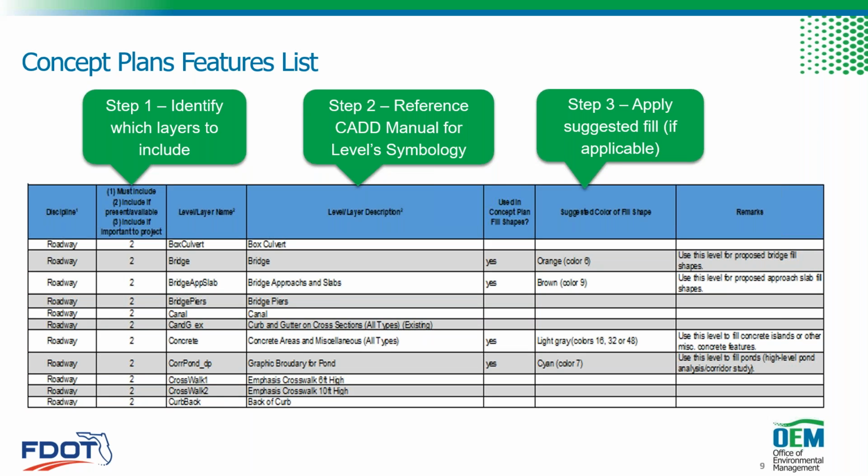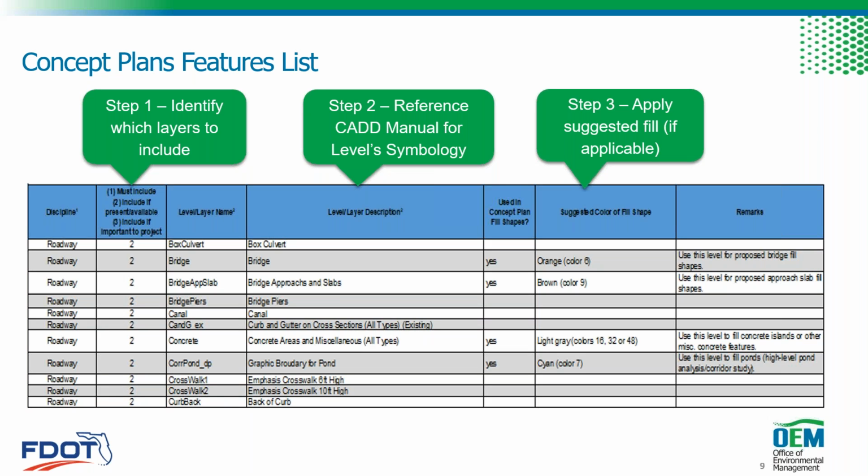The concept plans features list is intended to be used in conjunction with the FDOT CAD manual for consistency with overall guidance and potential future manual updates. After determining that a layer should be included, the practitioner should use the layer or level description from the table to reference the appropriate symbology in the FDOT CAD manual. So we're not trying to rewrite the CAD manual. We're always referring to the CAD manual, and this guidebook and the CAD manual are meant to be used hand in hand.